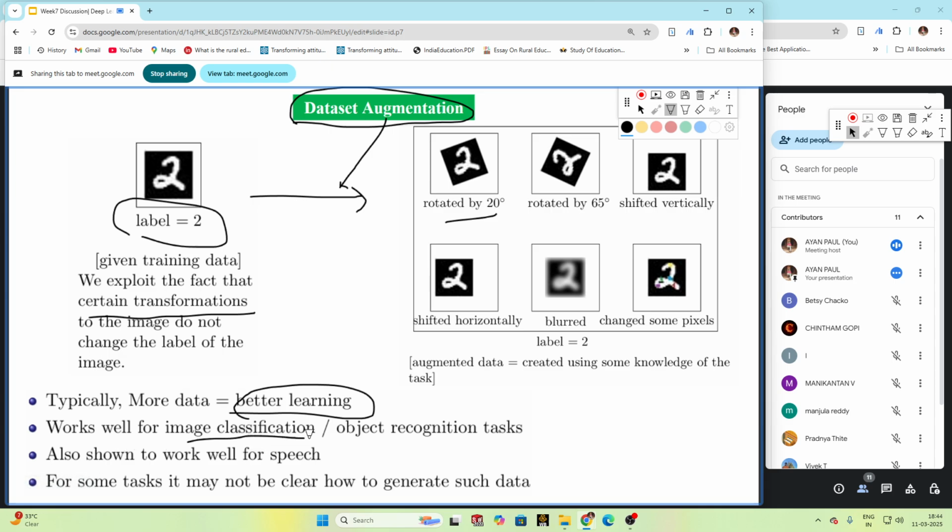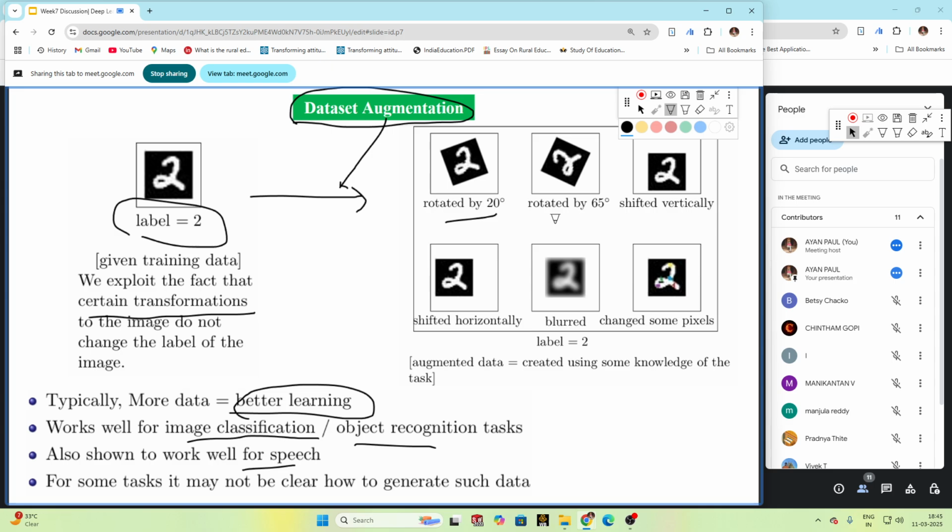It works best for image classification or object recognition tasks, and it has also shown good progress in speech recognition data, etc. So again, what do we do in image augmentation? From a smaller dataset, our idea is to create a large dataset so that the label does not change. How can we do it? With different types of transformation, like rotation, shifting vertically, blurring the image, adding some pixels, etc. We can do all this without changing the label of the image. So that is data augmentation.